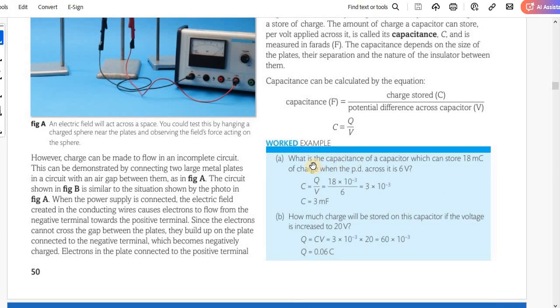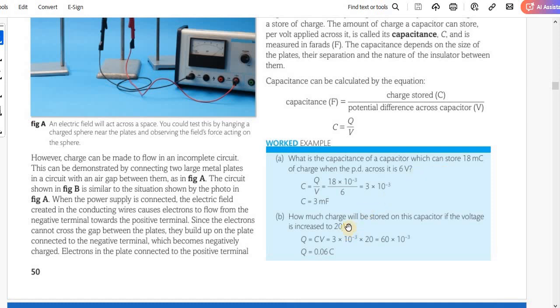Okay, so you see again, if you read the question, what is the capacitance of a capacitor which can store 18 millicoulombs of charge? So remember, this is referring to the charge on one plate of the capacitor. What happens is, the charge initially is the same on both plates. It's actually neutral. Okay, so it's neutral, and when you connect it to a cell or a battery, the capacitor gets charged. So we will see the details also.